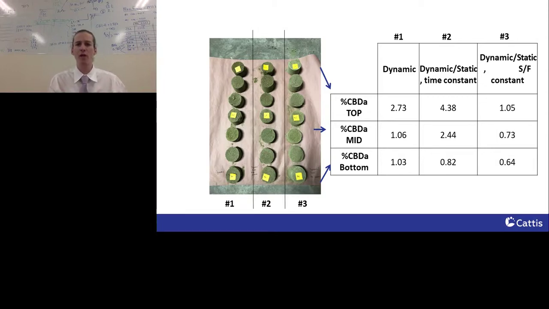And then trial 3, where we were fully optimized, we left behind 1% on the top, 0.6% on the bottom, and that averages out to overall around 0.84% left behind in the raffinate.